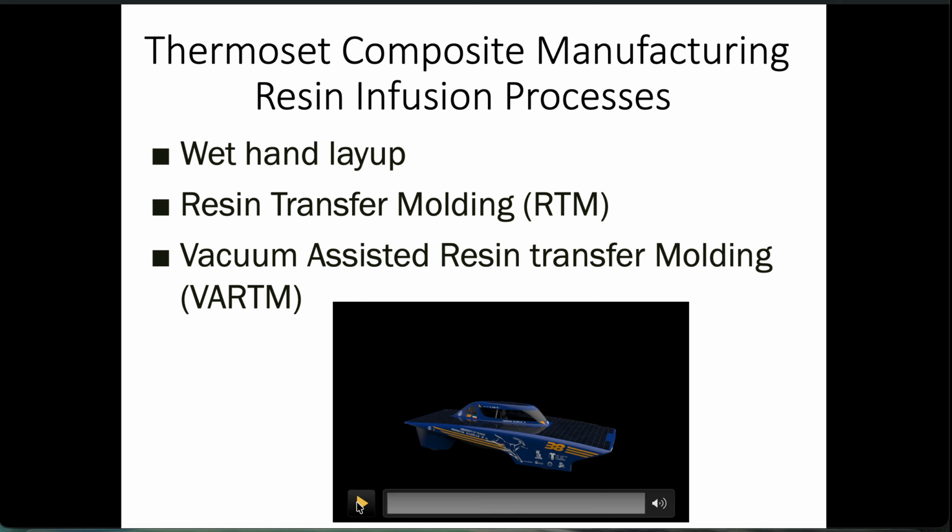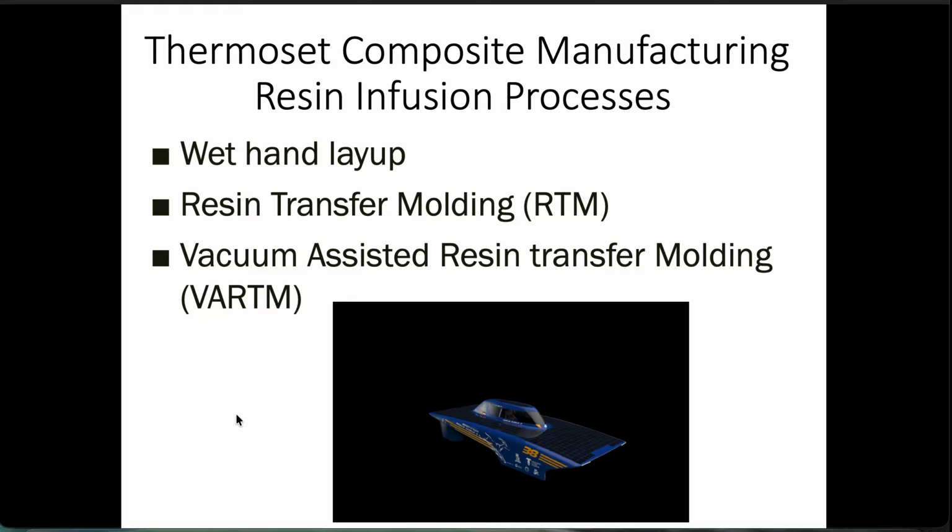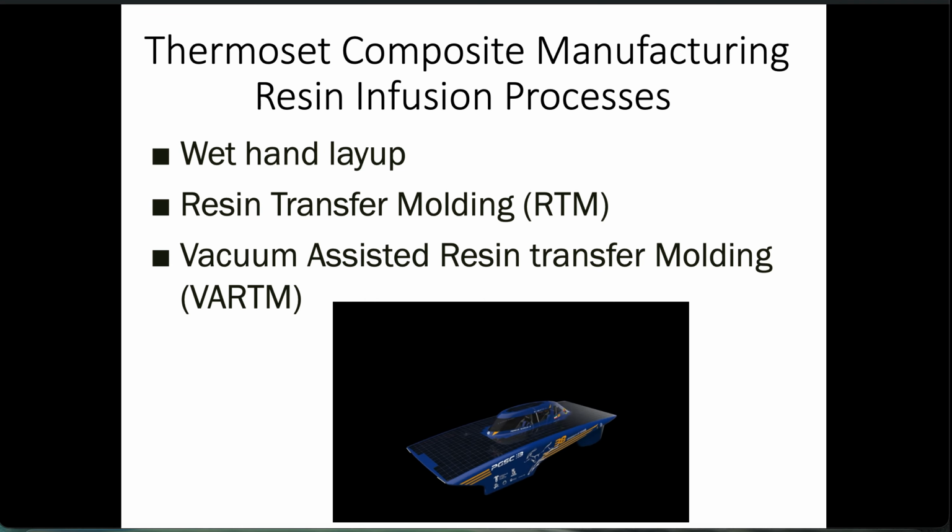An example of a composite manufactured car is a solar car. Most solar cars are manufactured using composites. The reason is that weight is of the utmost importance.